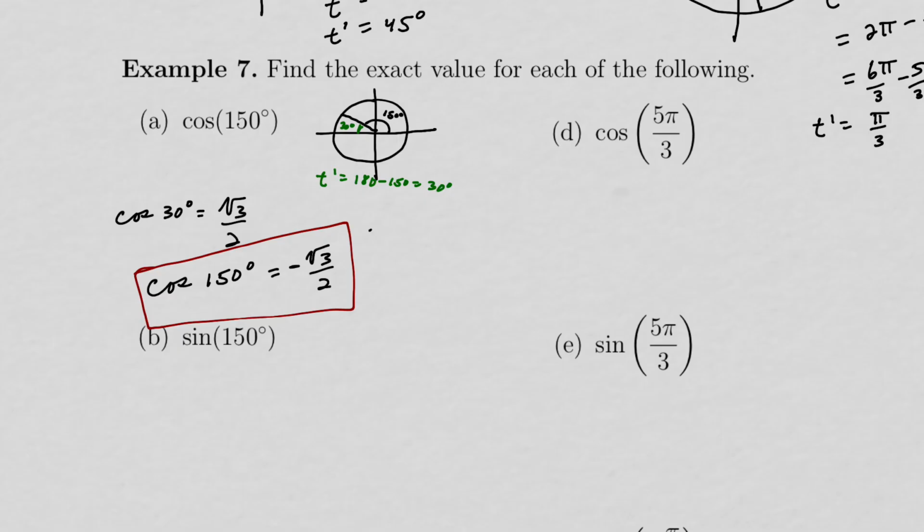So, all right, in quadrant 2, cosine is negative, right? That's why I ended up putting a negative there. All right, what about the sine of 150?